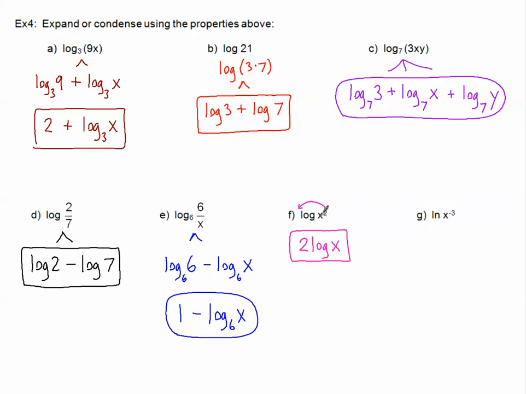Think about it, if you wrote this as x times x, you'd be using your product property, you'd split it up into the log of x plus another log of x. Well, then you'd have 2 logs of x, and there you go.